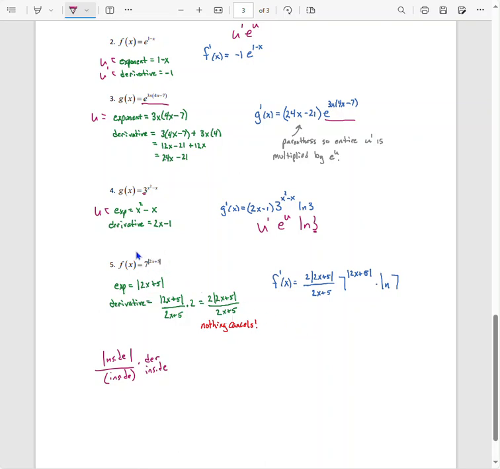So when I put this all together, though, I will have the derivative of the exponent times the original function itself. And then we can multiply by the natural log of the base to finish it off.